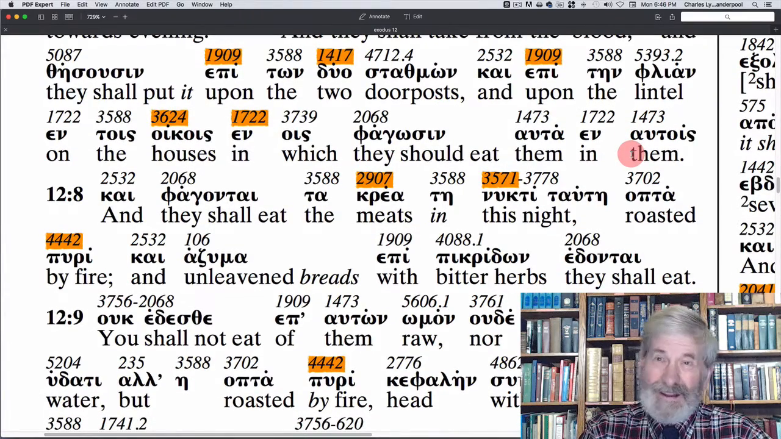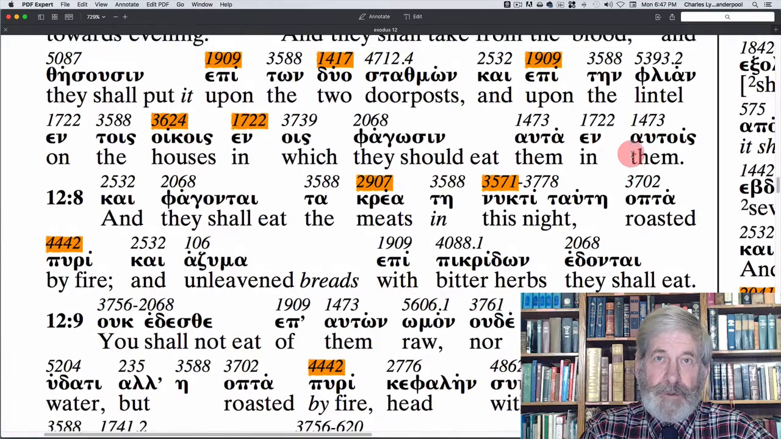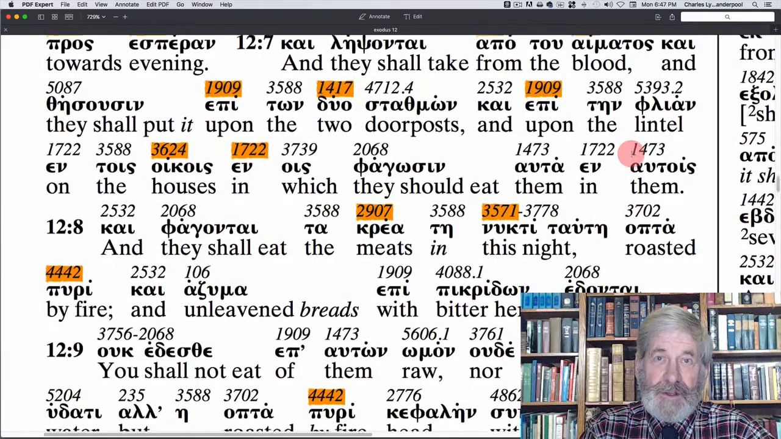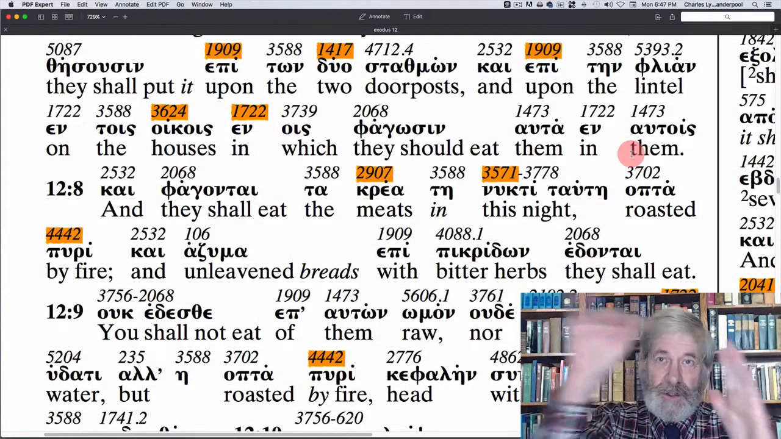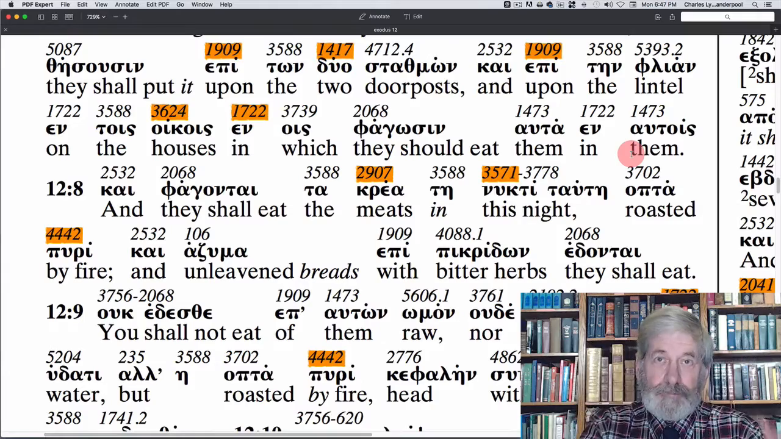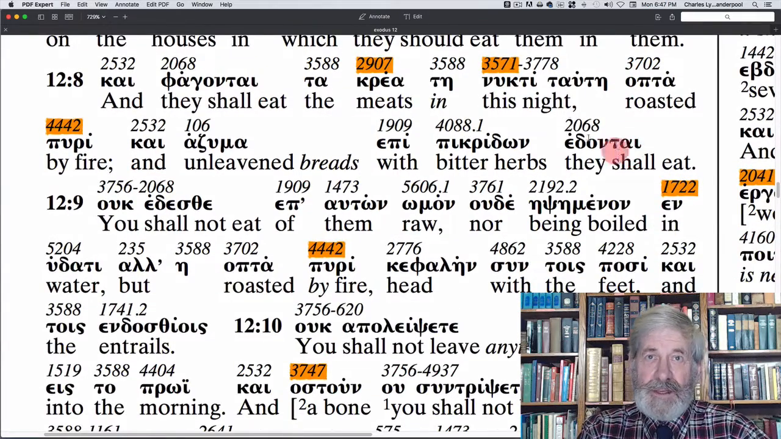Now, I don't think they really got to any place where they had doorposts and lintels until they got into the promised land, to the land of Canaan. Otherwise, they were living in tents, and I don't think tents had two doorposts and a lintel. I may be wrong on that. But they're to take the blood and put it on the lintel on top, and the two doorposts which go up, and the lintel is on top. The door is there.